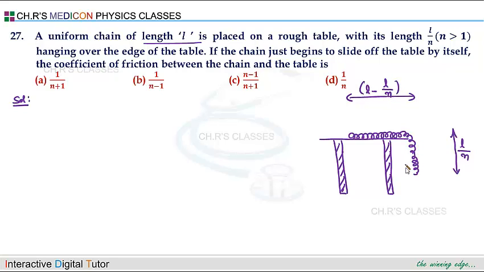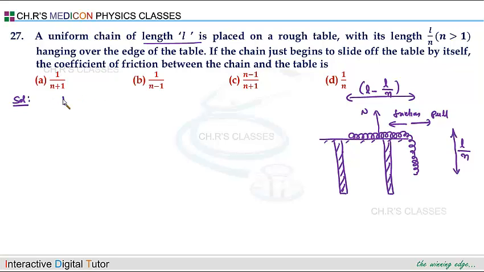Here the suspended length causes a pull on the chain, and there exists a friction between the chain on the table and the table, and that friction opposes the pull. And here is the normal reaction exerted by the table on the chain, that is N.